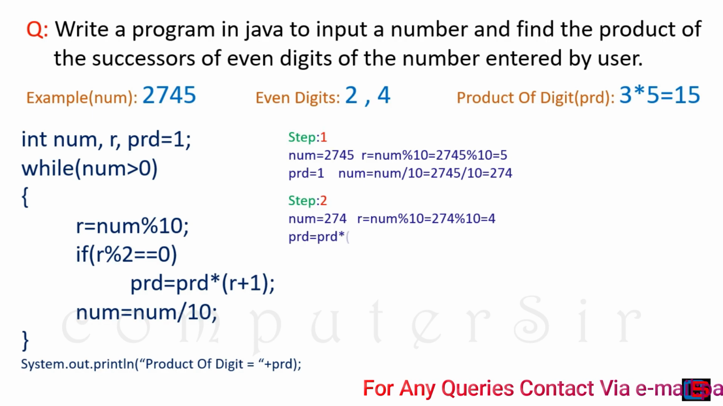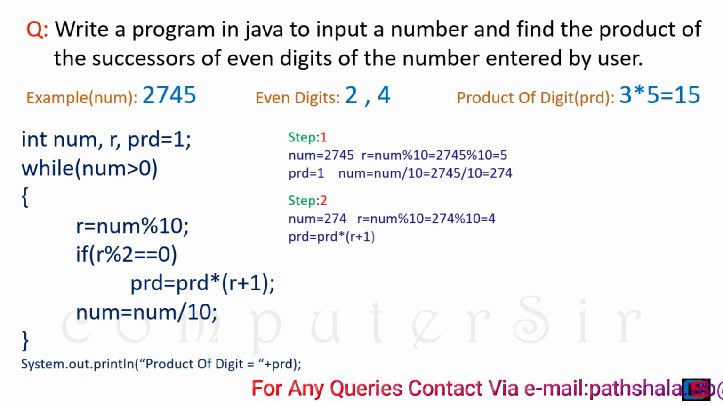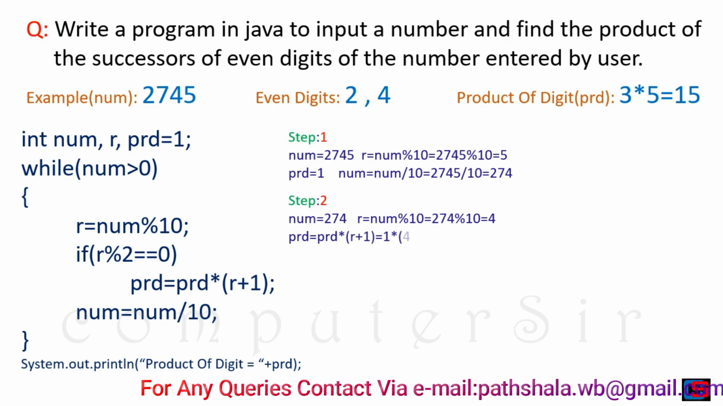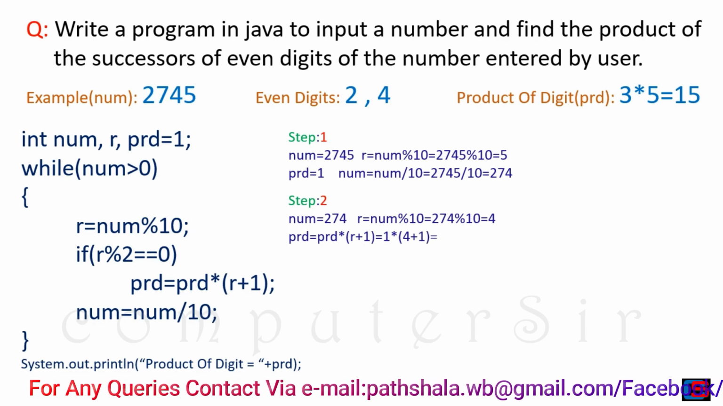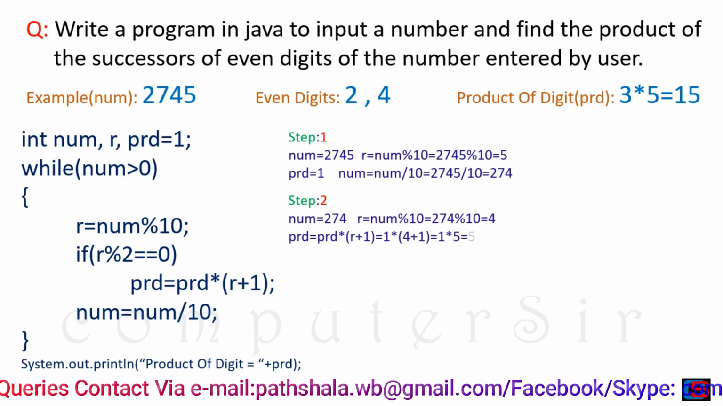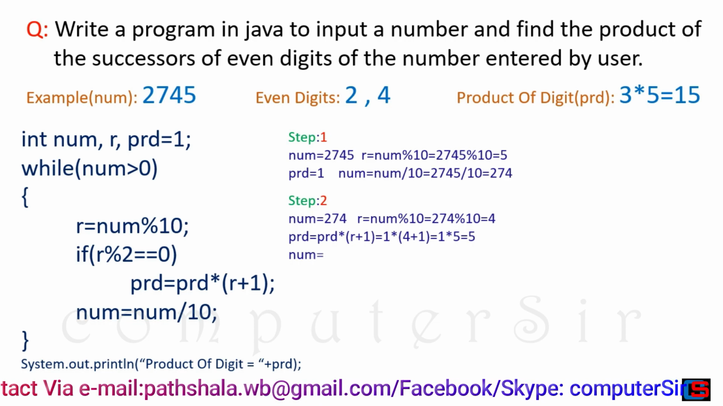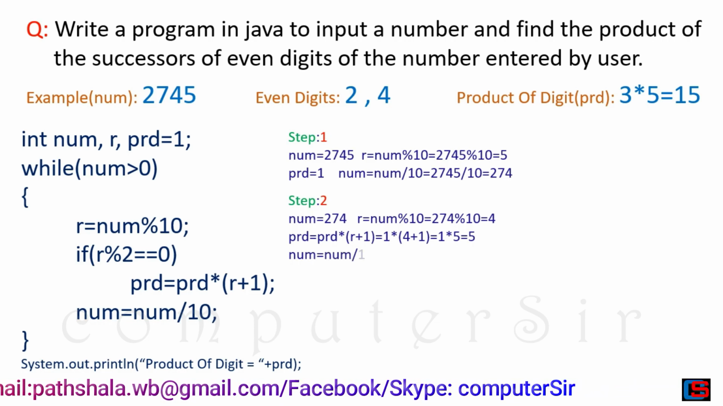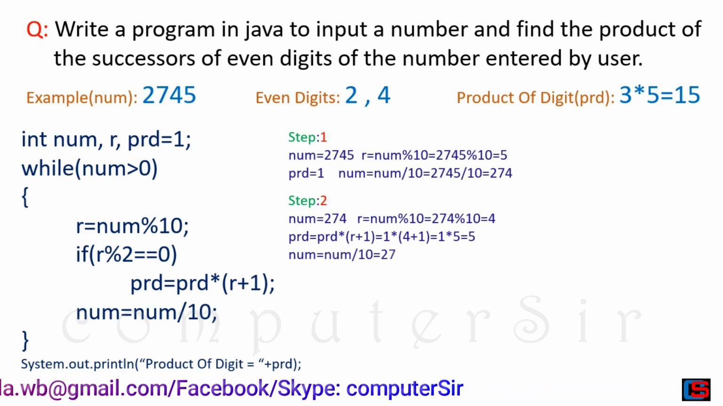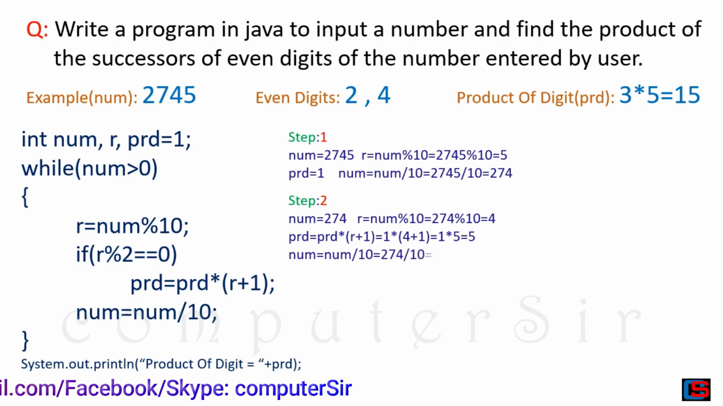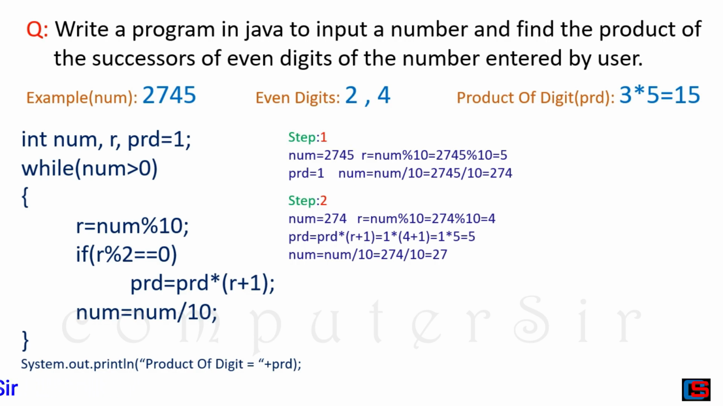Now in the if condition, r modulo 2, it means 4 modulo 2 equals 0, so it is an even digit. So prd equals prd into r plus 1. The initial value of prd is 1, so 1 into 4 plus 1, and 4 plus 1 means 5. So 1 into 5, and the value of prd becomes 5. Then num equals num by 10.